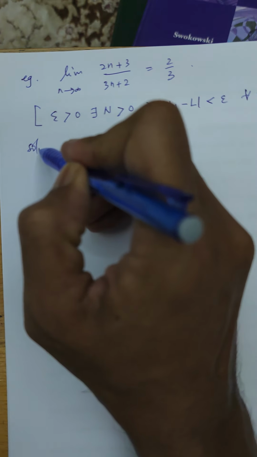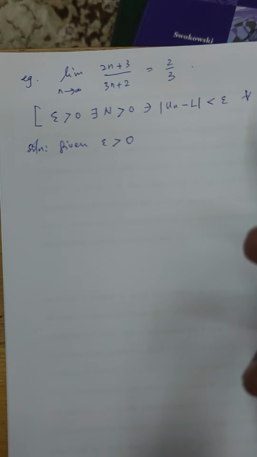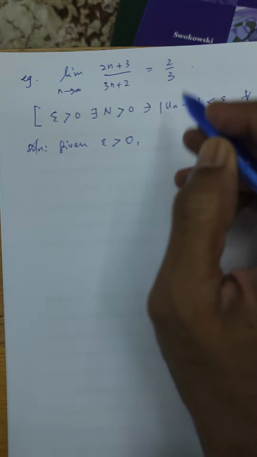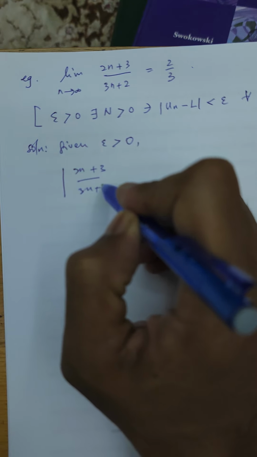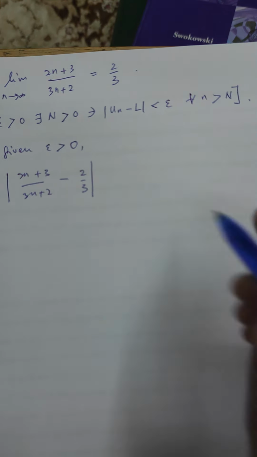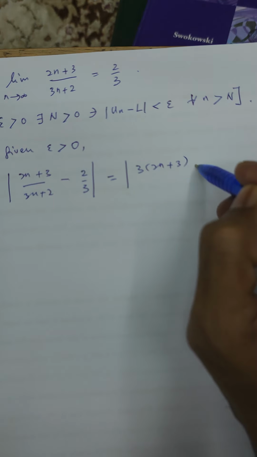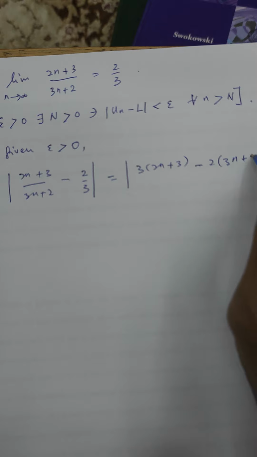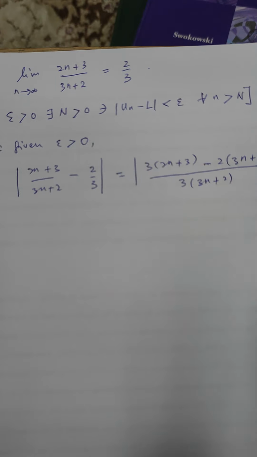So the solution is, given any epsilon positive, a small number, then we need to find the capital N. So u_n minus L: we have 2n plus 3 over 3n plus 2, this is our u_n, minus L, which is 2 over 3. Simplify this. So what we have here is 3(2n plus 3) minus 2(3n plus 2) over 3(3n plus 2), right?